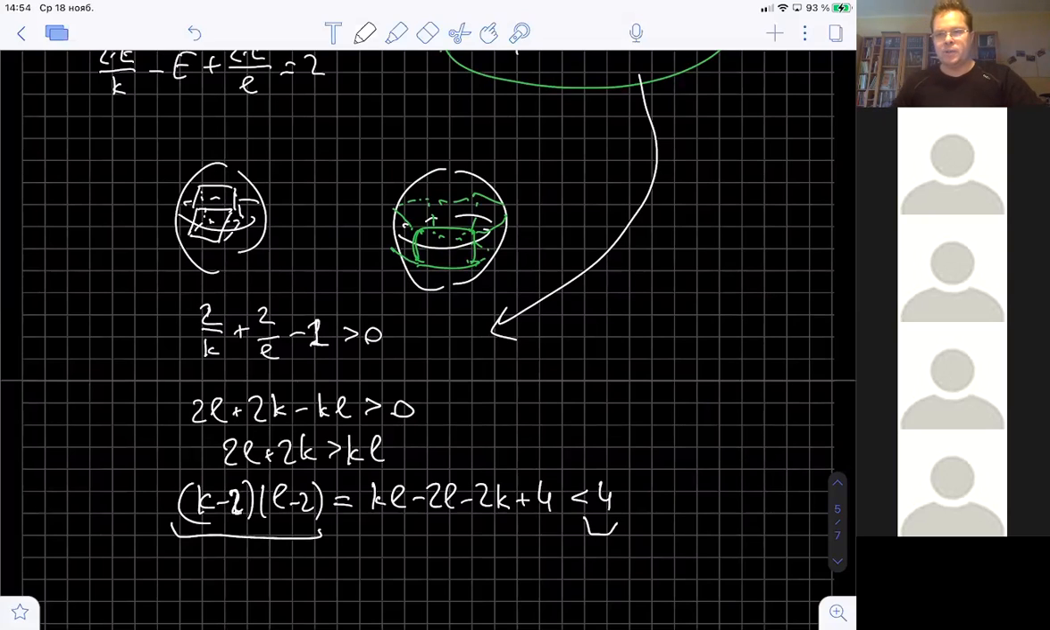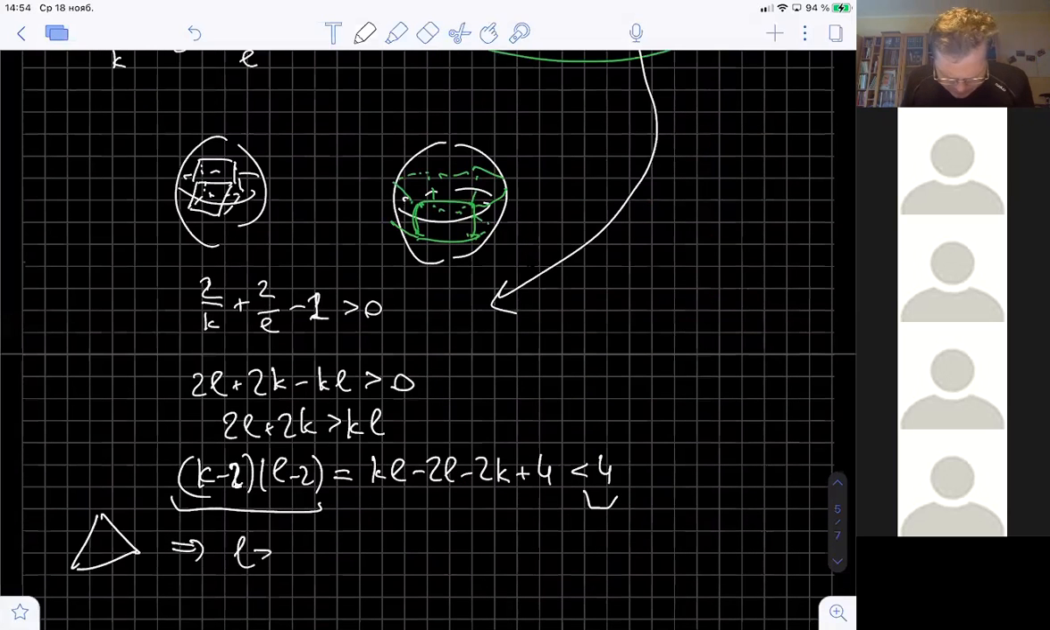And of course, if you consider a regular polyhedron, it means that each face must contain at least 3 edges. We cannot have faces with 2 edges. So it means that l is at least 3. And of course, each vertex must have degree at least 3, because we cannot have in a polyhedron vertices that contain only 2 edges. So k is also at least 3.